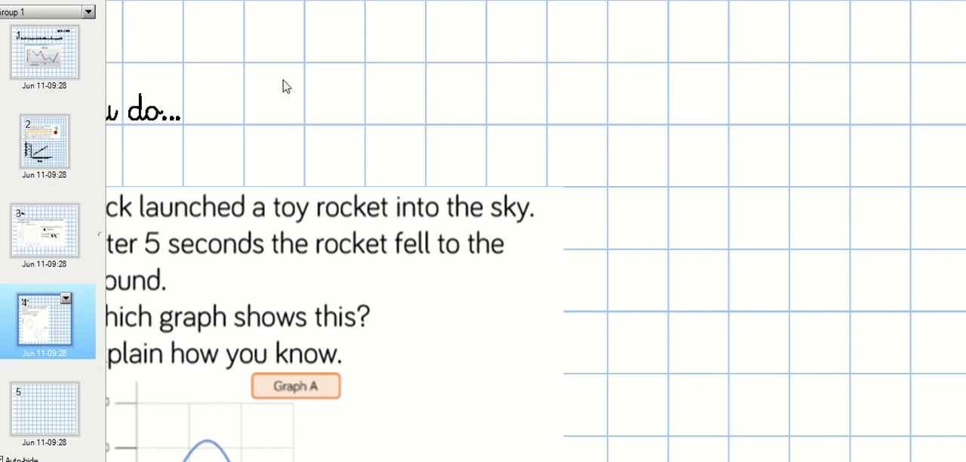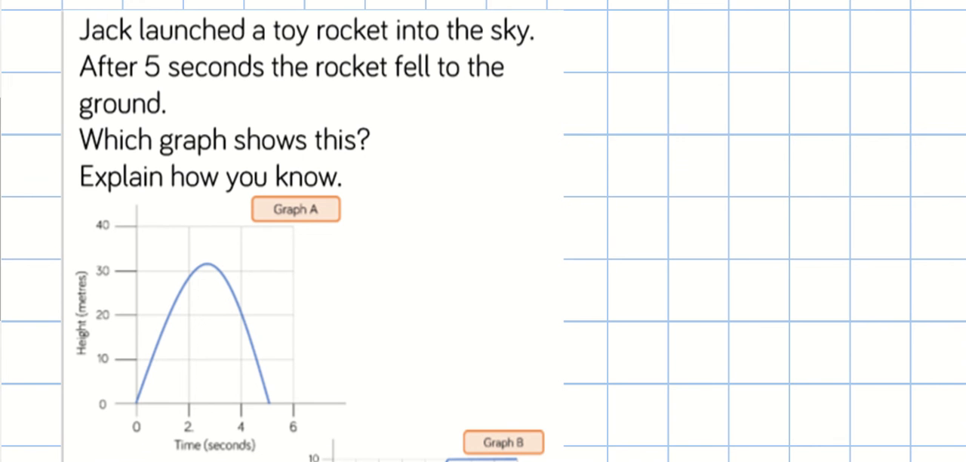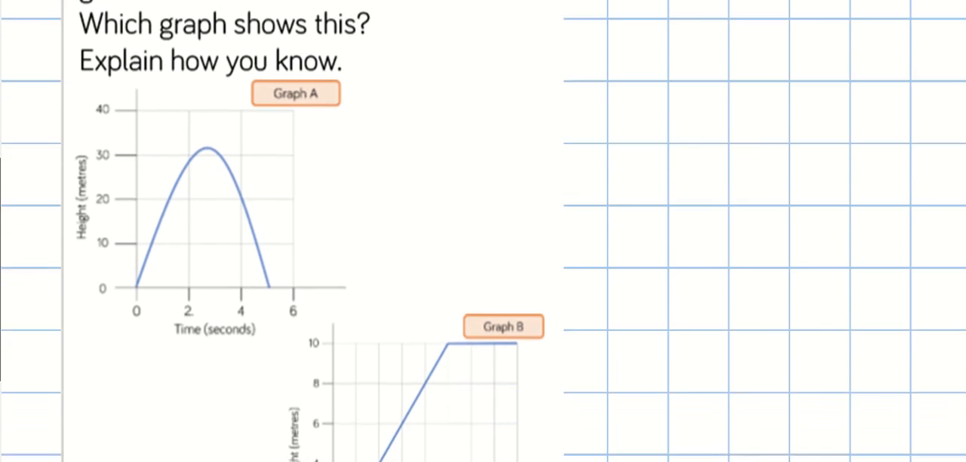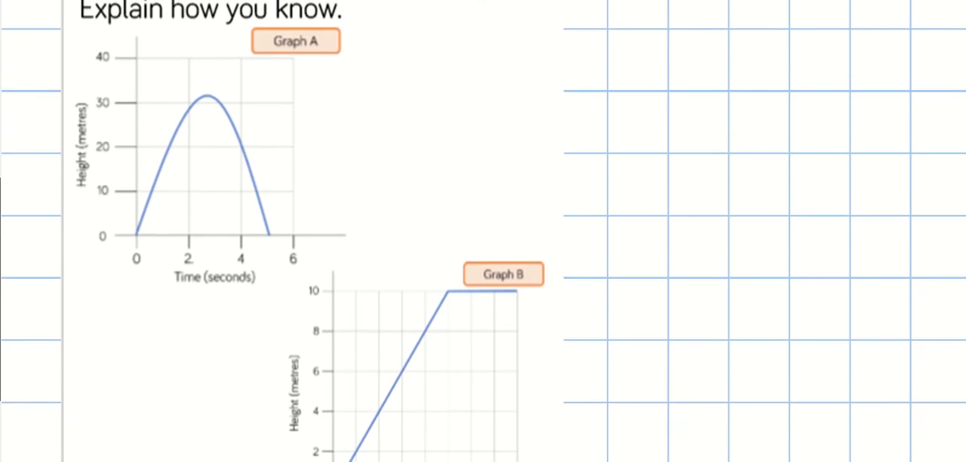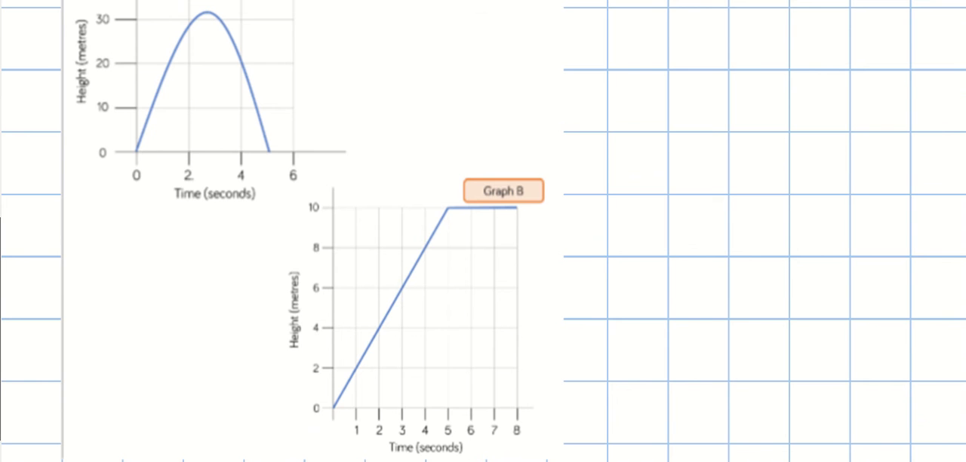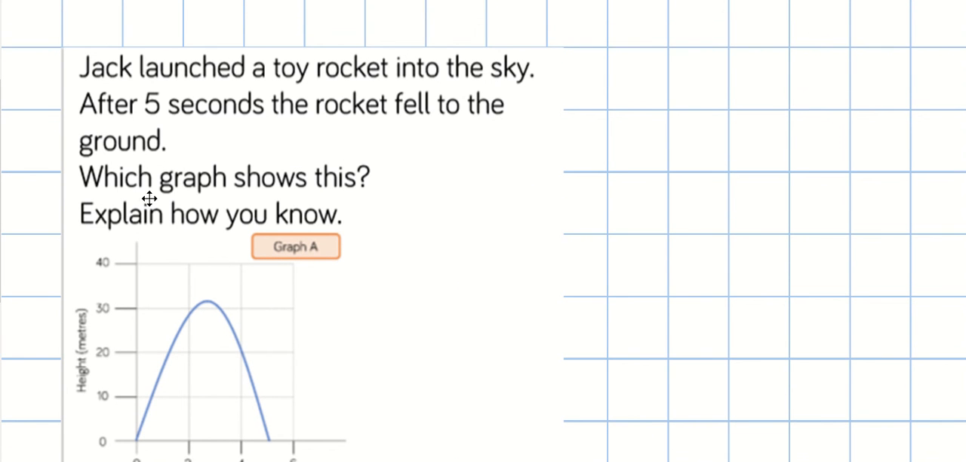Let's look at our final question. Jack launched a toy rocket into the sky. After 5 seconds, the rocket fell to the ground. Which graph shows this? Explain how you know. Can you have a look at both graphs and explain which one you think is correct? Is it graph B or graph A? Pause the video and try and write an explanation.